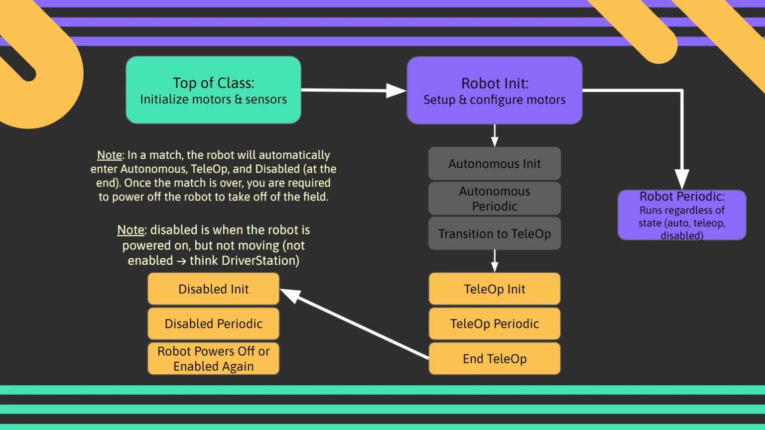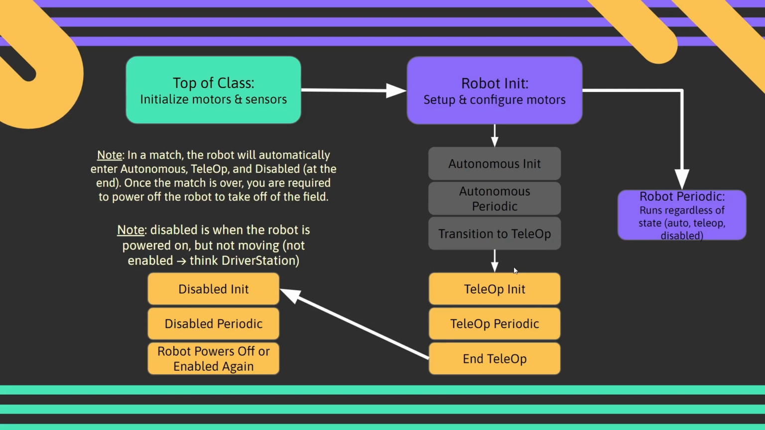So for autonomous init, the second autonomous starts and your robot starts moving by itself, it's going to run this initialize function once. So anything that you want to happen exactly one time, you're going to put in that autonomous init method. Then we have autonomous periodic, where it's going to do basically your autonomous routine. So it's going to run all those motors and everything. And then we transition to teleop.